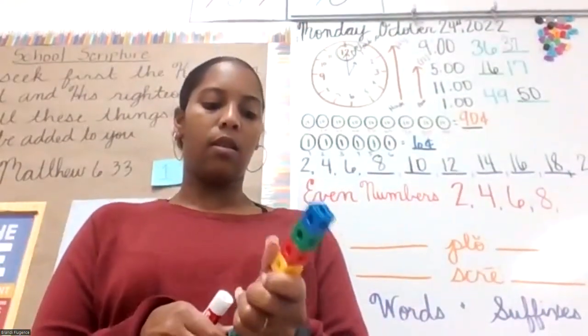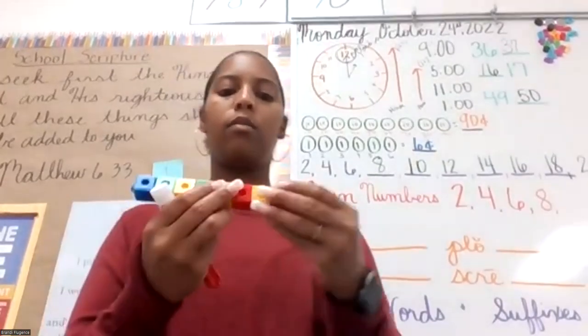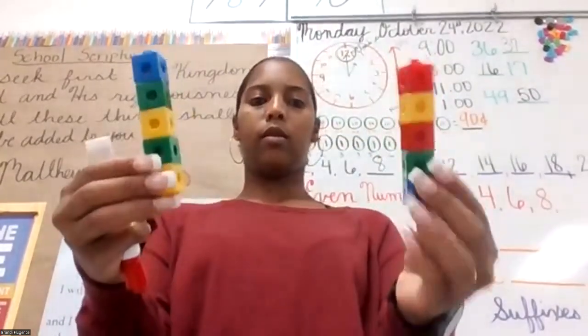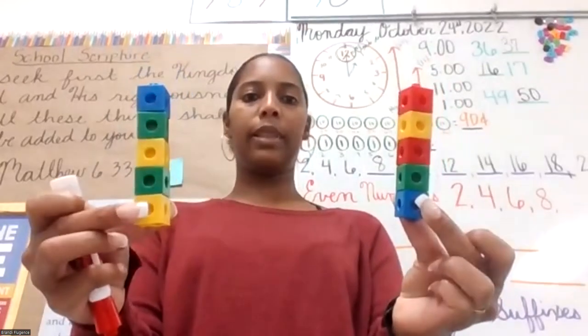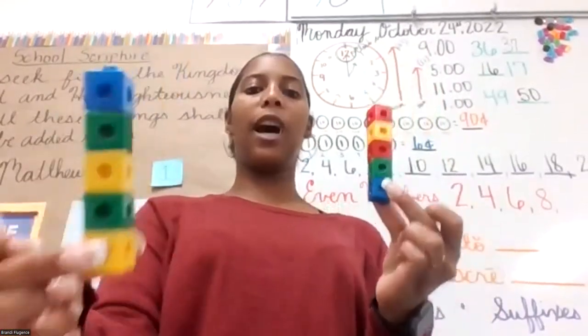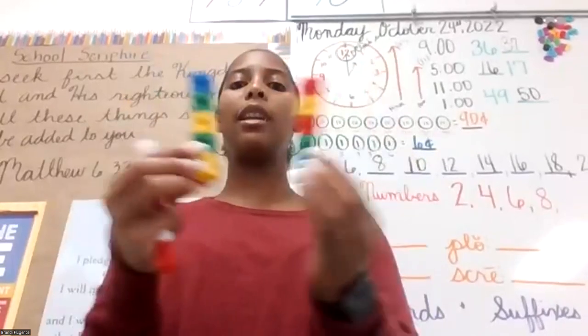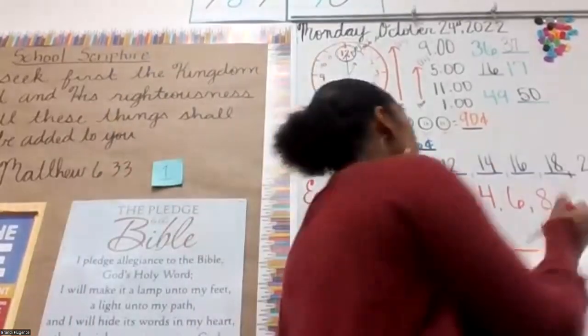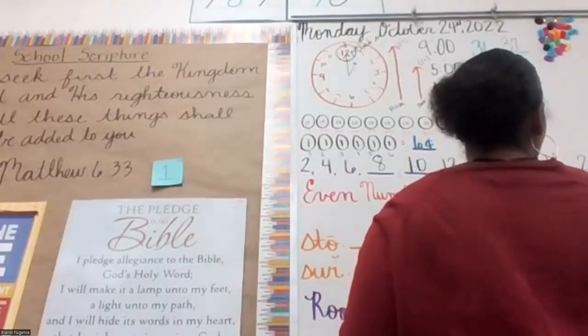So we have 10. Is it even? Yes, it is. 5 and 5. So this is an even number. 10 is an even number. So, 2, 4, 6, 8, 10.